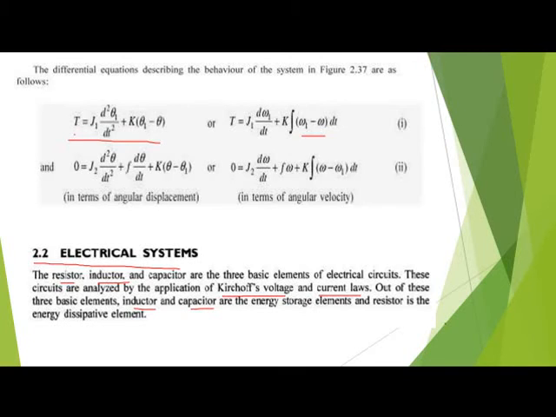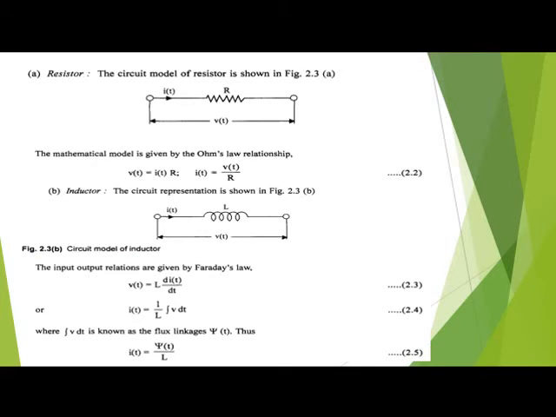Out of these three elements, the inductor and capacitor are energy storage elements. Then the resistor: this is the model of the resistor shown in the figure. The mathematical model is given by Ohm's law: V equals I into R, and I equals V by R.